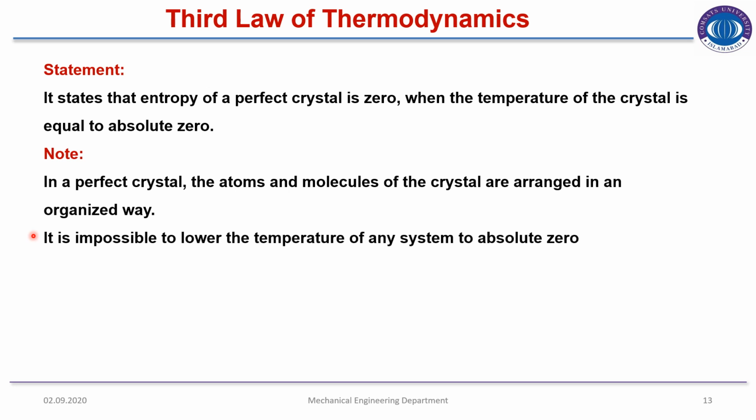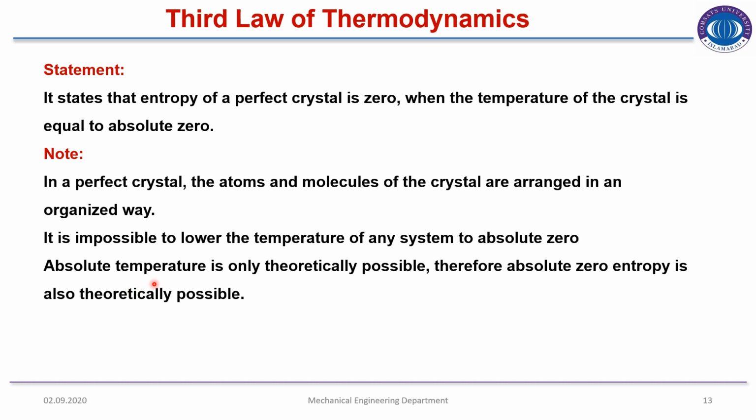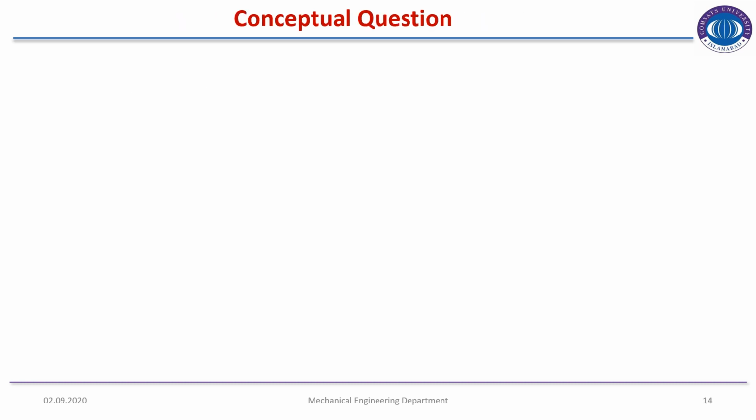It is impossible to lower the temperature of any subsystem to absolute zero. Absolute zero temperature is only theoretically possible, therefore absolute zero entropy is also theoretically possible. So the statement says that at 0 Kelvin, absolute zero temperature, the entropy is zero. As achieving absolute zero is only theoretically possible, therefore attaining zero entropy is also only theoretically possible.